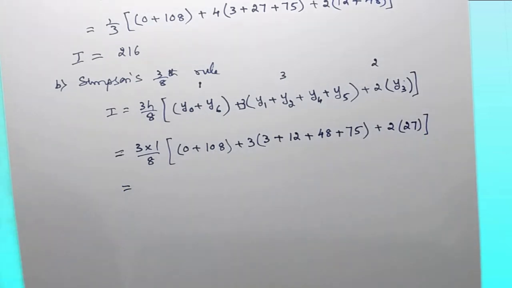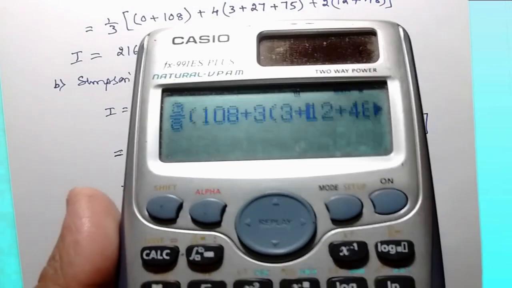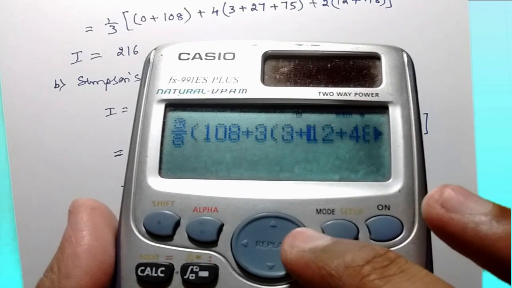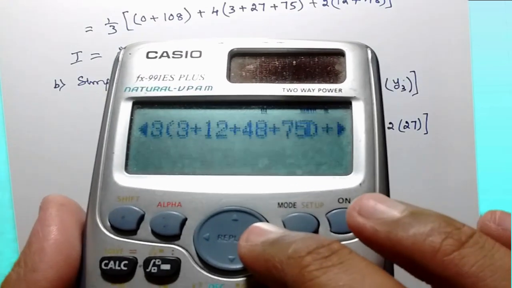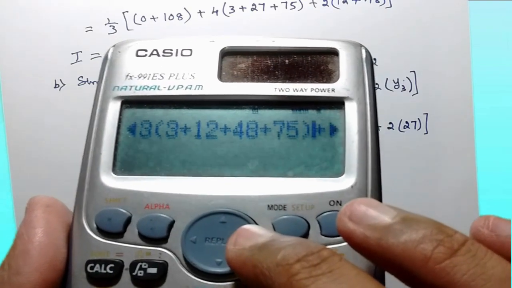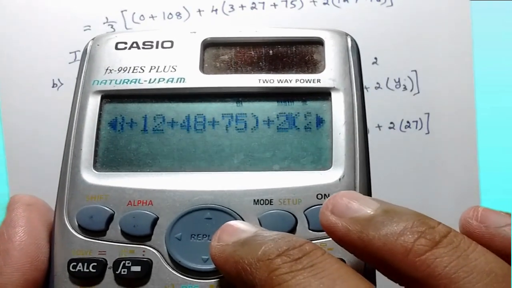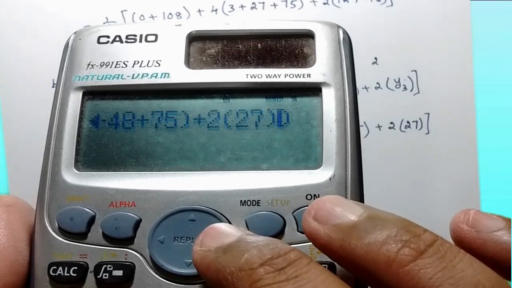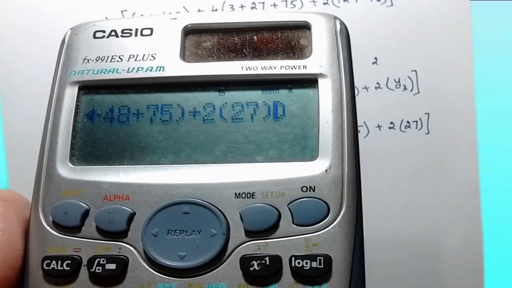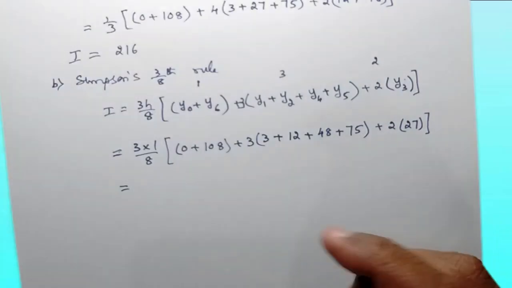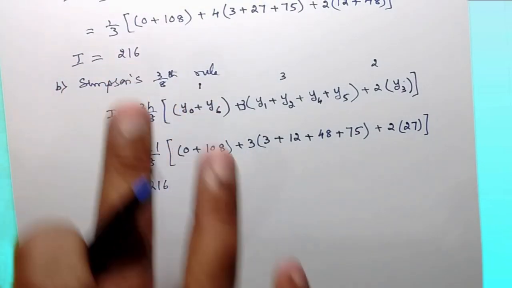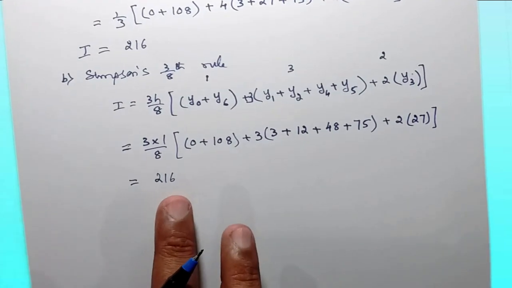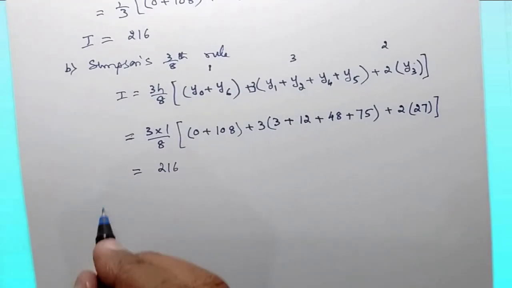Alright, you can just use the calculator and evaluate its value. You can see I have typed all the values. It is 3 by 8 times 108 plus 3 into, I have just typed the values as they are, 3 plus 12 plus 48, then plus 75 plus 2 times 27. So if you observe, it is 216. So you can see that using Simpson's 1/3 rule I have got 216, and using Simpson's 3/8 rule also I have got 216.